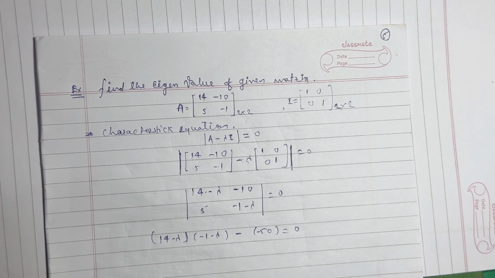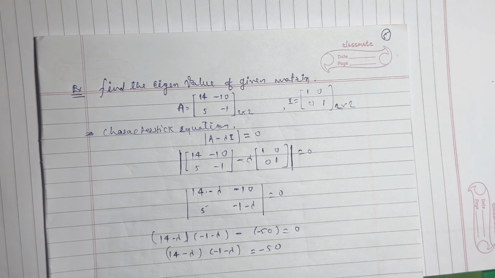This is the way I have written it here. Going further, you will get the simplified form. So multiply these two brackets, 14 minus lambda and minus 1 minus lambda, plus 50, which is equal to 0. If you take the 50 to the other side, you get minus 50. If you want, you can make it simpler by taking the minus out, so 1 plus lambda will be there, and the minus on the other side gives plus 50. It is completely up to you.